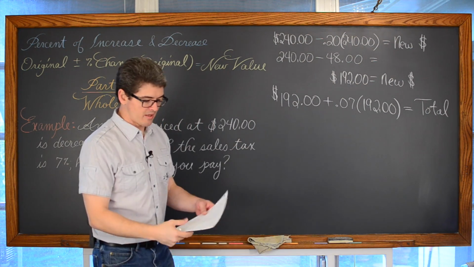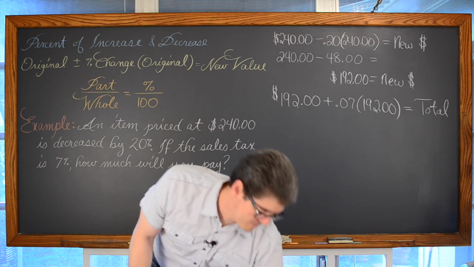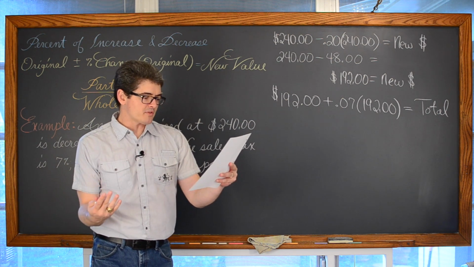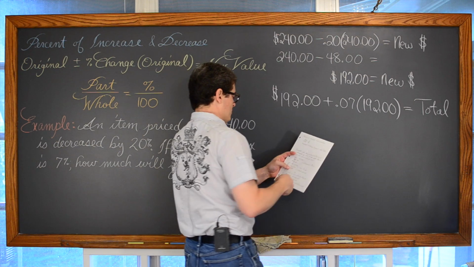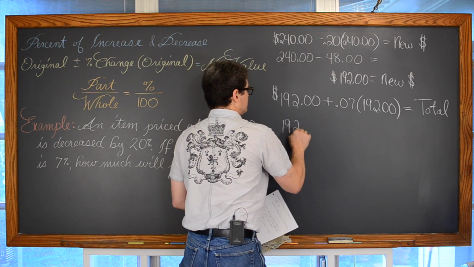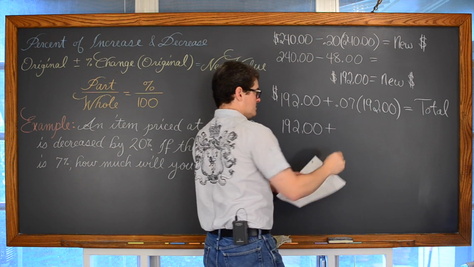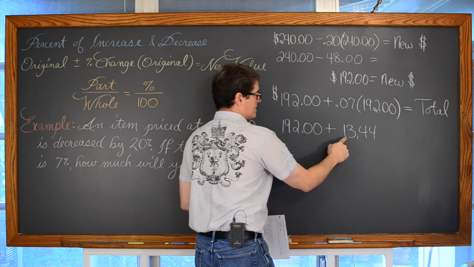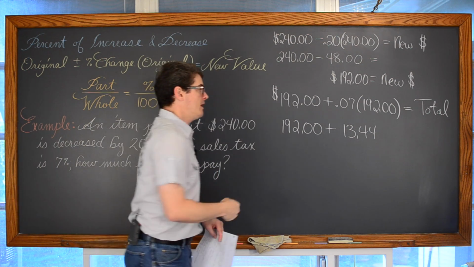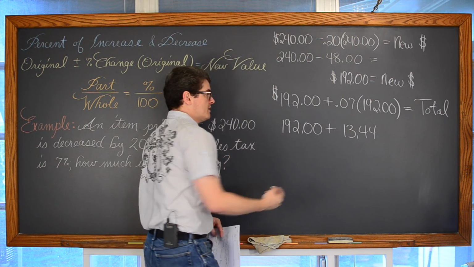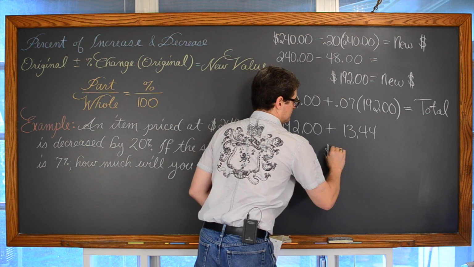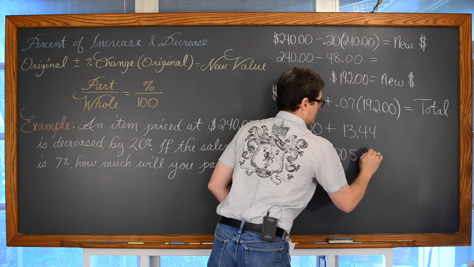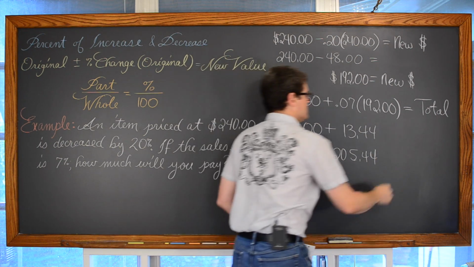Now, I'm not going to try and do that in my head, but I do need the right page here. We got 0.07 times 192 comes out to be $13.44. So we have 192 plus 1344, and that is going to be 192 plus 10 is 202, and 202 plus 3 is 205, and now it's 205. Let's not put the decimal in the wrong spot. $205.44. This is my total.